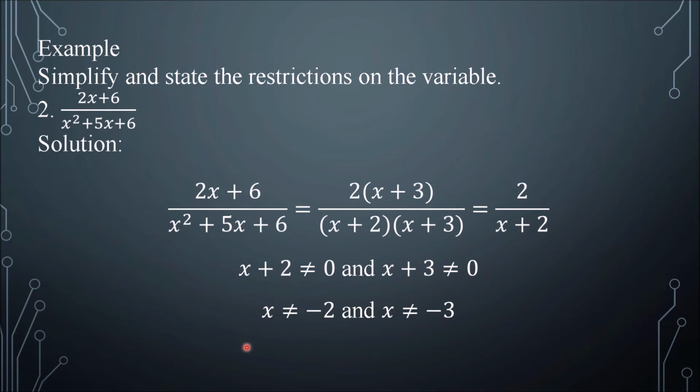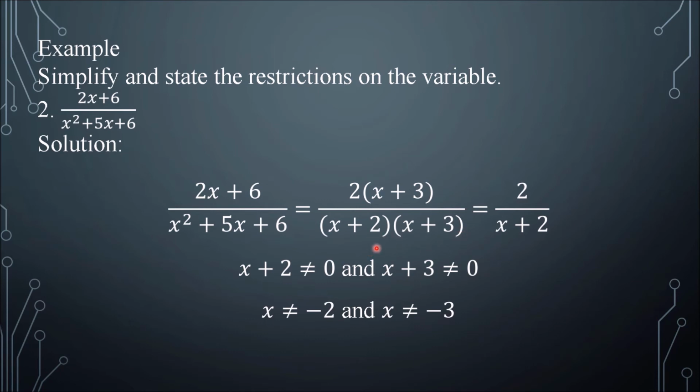Next, we have the denominator x squared plus 5x plus 6. This is factoring general trinomial. So factors of x squared are x and x. Factors of 6 that will make the middle term correct, which is 5x, are 2 and 3. So the factored form of this is x plus 2 times x plus 3.